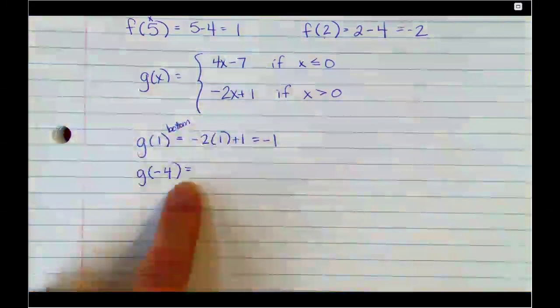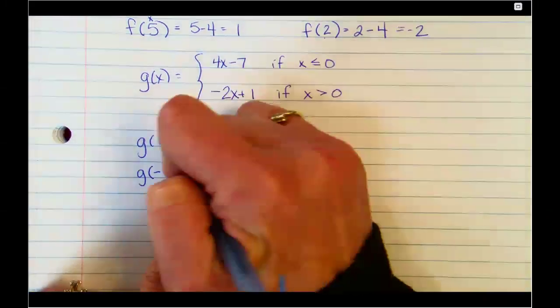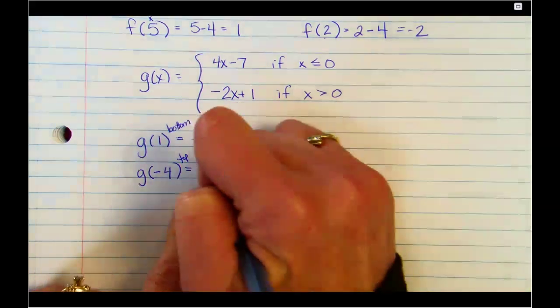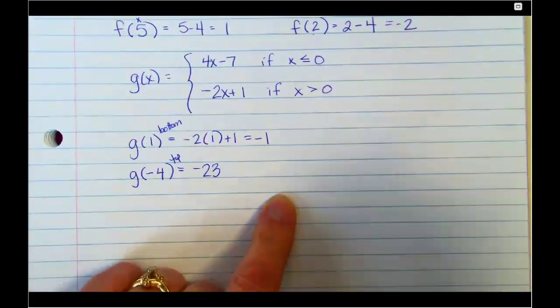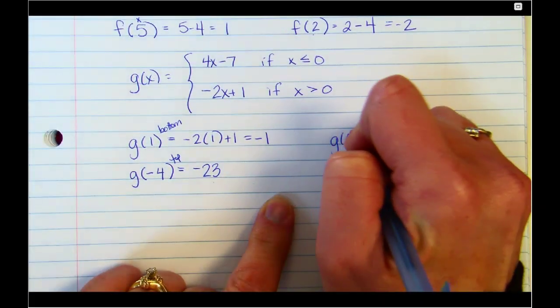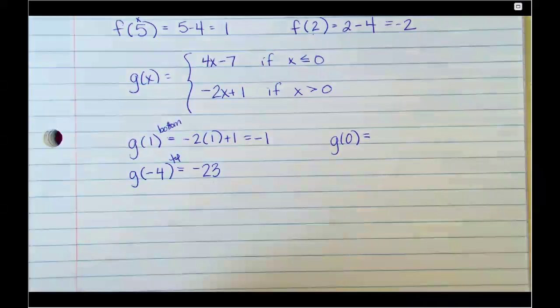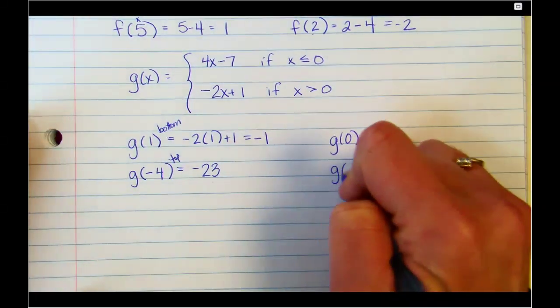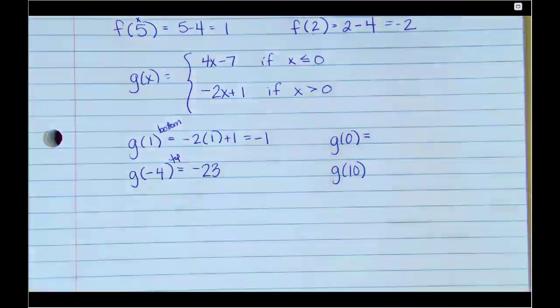Top or bottom? Top. What do you get? -23. See, that is a bigger number. Okay, it's not. That's smaller. It's smaller. Like bigger on the negative scale. Absolute value is larger. I'd like you to find G of 0 and G of 10, please.